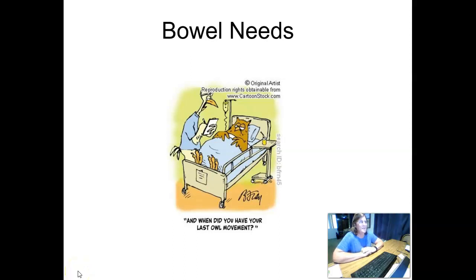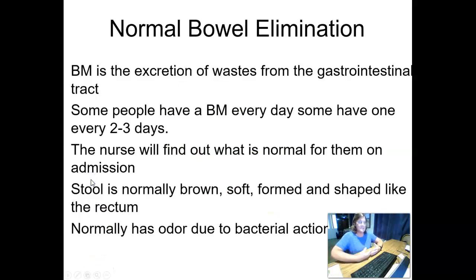Next, we're going to be talking about bowel needs. We're going to be talking about bowel elimination for our patients or residents. So when we're referring to bowel elimination, we are going to be looking at how someone eliminates the leftover food products that they can't digest.